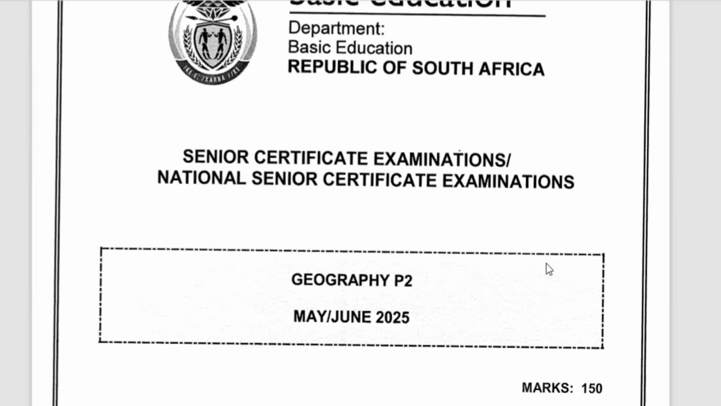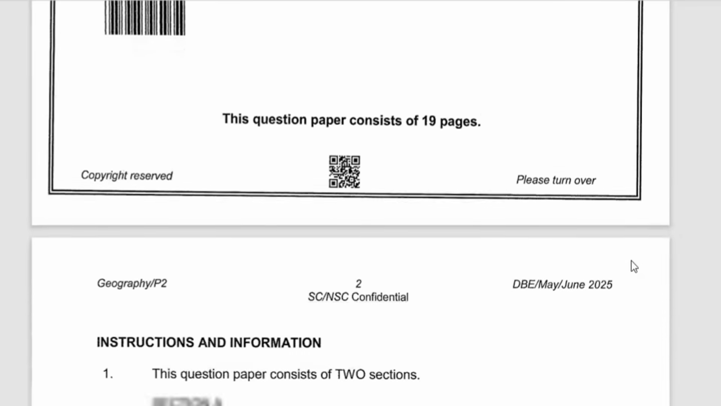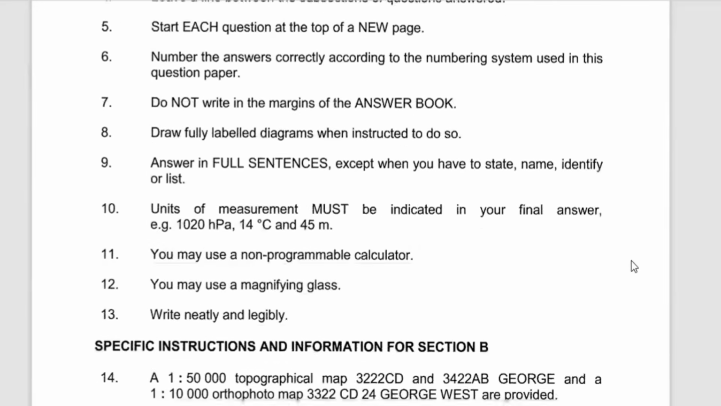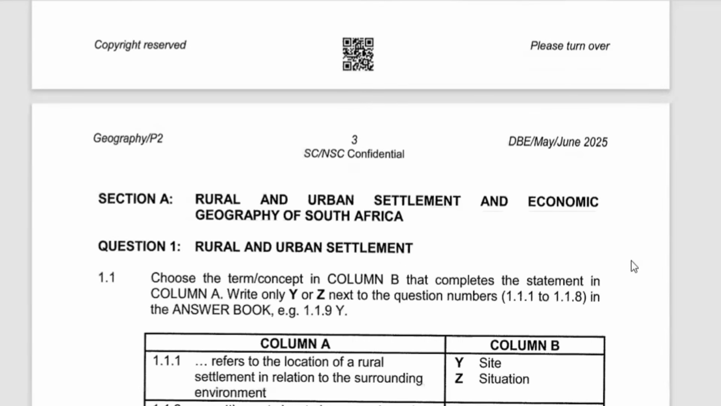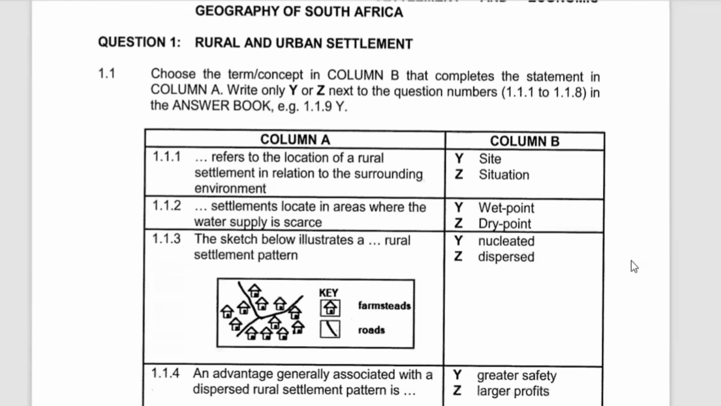Right, so we go into our paper and try to check on the questions and try to justify the proposed responses. Right, the first question, question number 1, is based on rural and urban settlements. We are supposed to match column A with column B.